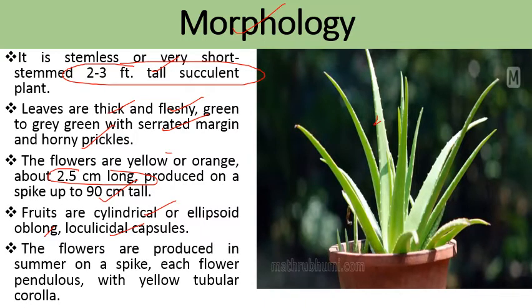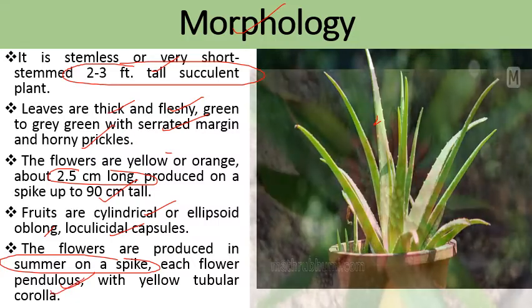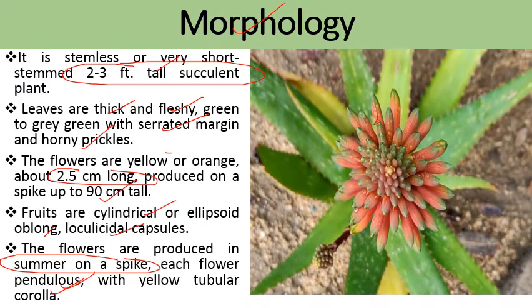Then the flowers are produced in summer on spikes. Each flower is pendulous with a yellow tubular corolla. If we talk about this inflorescence, ये spike की तरह inflorescence है जो present होती है एक लंबे stalk like structure में, और इसका जो हर एक flower, that is pendulous with yellow tubular corolla.